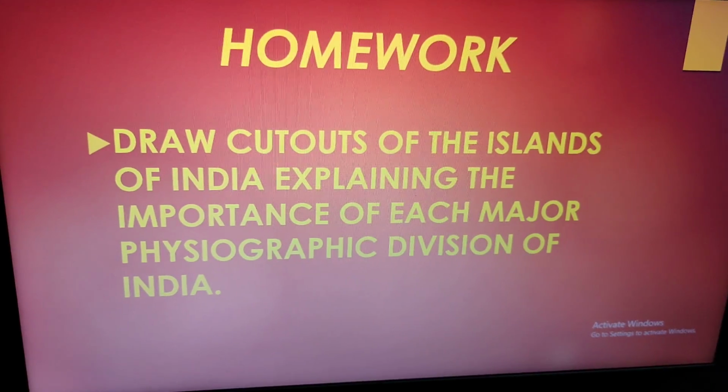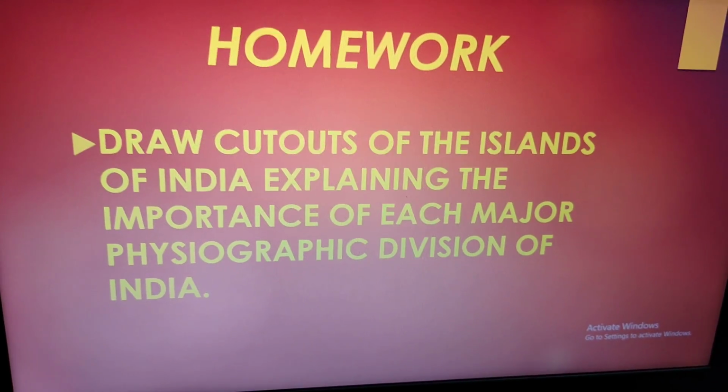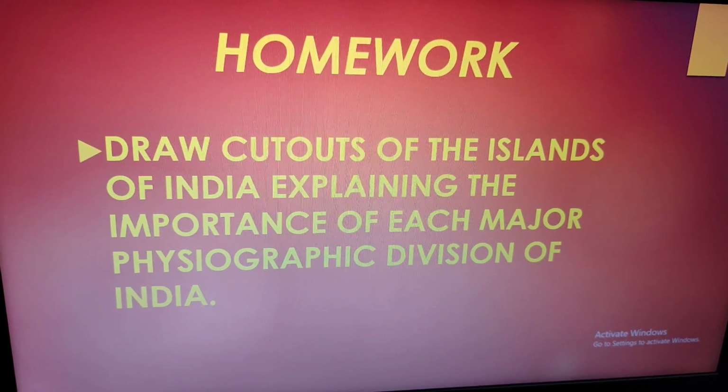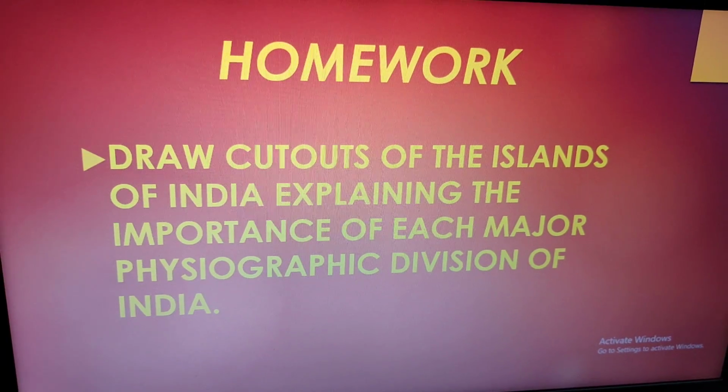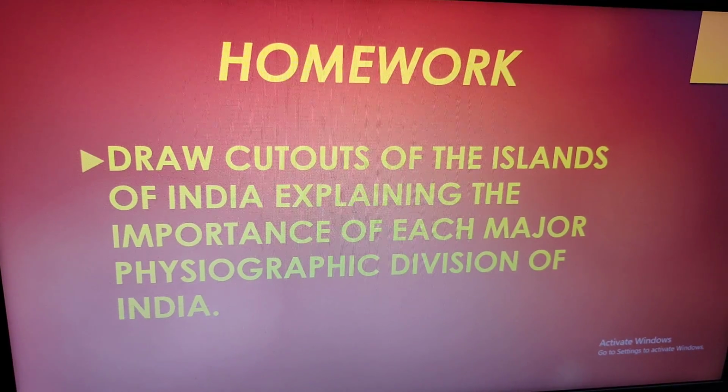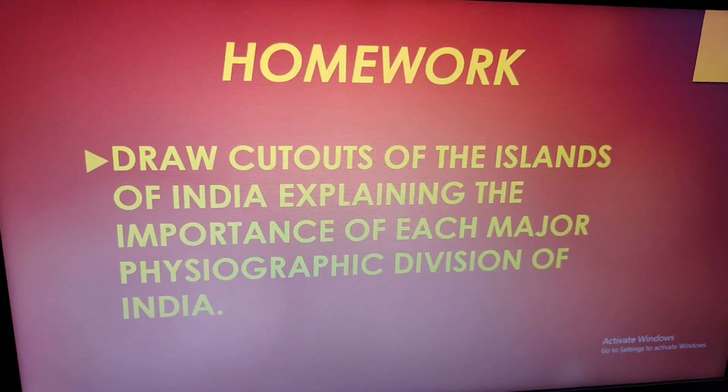Now this is your homework. Draw cutouts of the islands of India, explaining the importance of each major physiographic division of India. And if any query is there, class, you are free to ask me on your WhatsApp group.